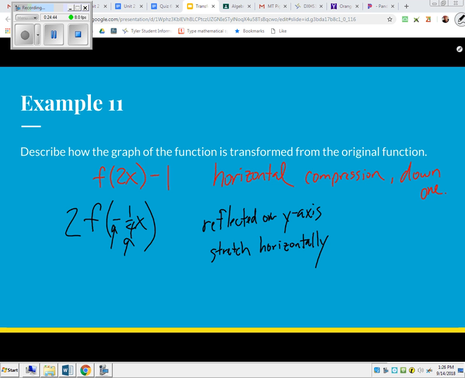Right, finally get that 2 in front. What's that 2 going to do? It's going to be a stretch vertically as well. I'm going to stretch it 4 times as wide as it is, and then once it gets that wide, I'm going to make it so it's twice as tall. So I would also stretch it vertically.